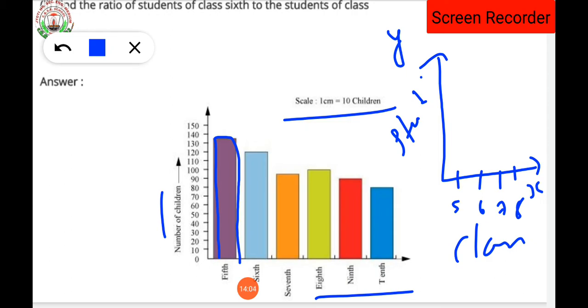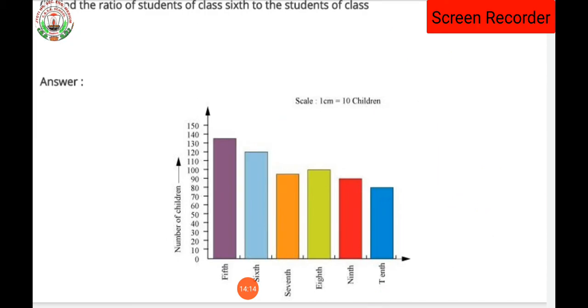Then in class 6 what is the strength we are having? The strength is 120. So draw the graph up to 120. Then in the 7th class what is the strength we are having? 100. So here the graph is being given. You have to just see the graph and draw it in your graph paper. Understood everyone?